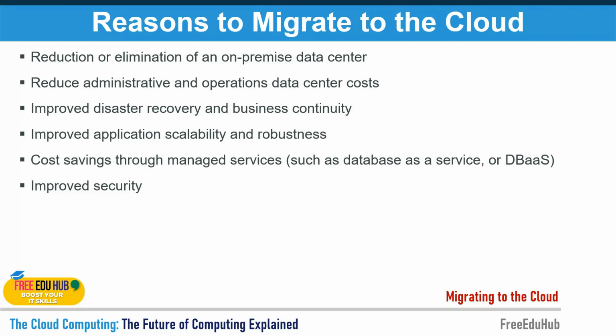Improved application scalability and robustness means that if you want to increase the capacity of your server, or the overall requirements which are required for a limited period of time, for example a sales peak period, you can avail the services of the cloud and it would be scaled up to match the requirements which are currently available, or the problems that you are facing at a particular moment of time.